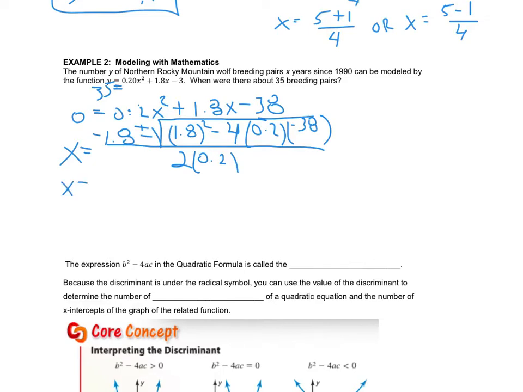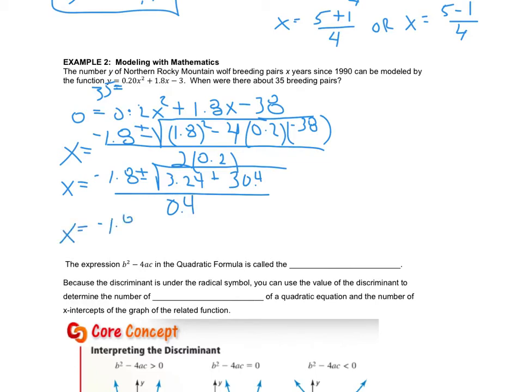So next line, we have negative 1.8, and now we have to go in and start taking care of our numbers. 1.8 squared is 3.24, which when I add 4 times 0.2 times 38, 30.4, and again it's all over now 0.4. So when I go to my next line, I have negative 1.8 plus or minus the square root of 33.64 all over 0.4.